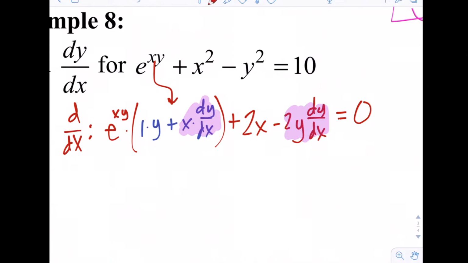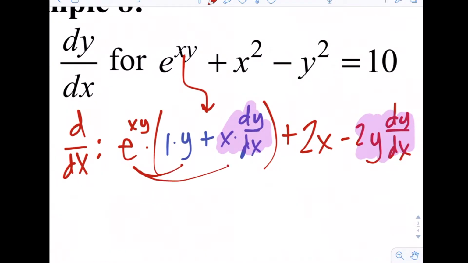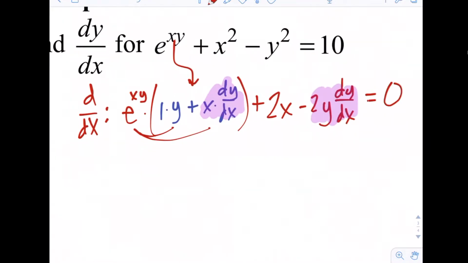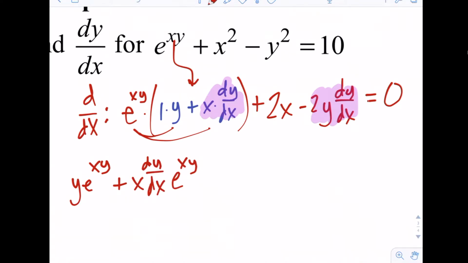And if you try to liberate him by dividing every term on both sides by e to the xy, that's not going to be the best route there because you have another dy dx. If that were the only dy dx inside there, then dividing through by e to the xy might not be a bad thing to do. But what works every time is expanding it out. And that's what we have to do here. So you get y e to the xy plus x dy dx e to the xy, and then plus the 2x minus 2y dy dx equals 0.